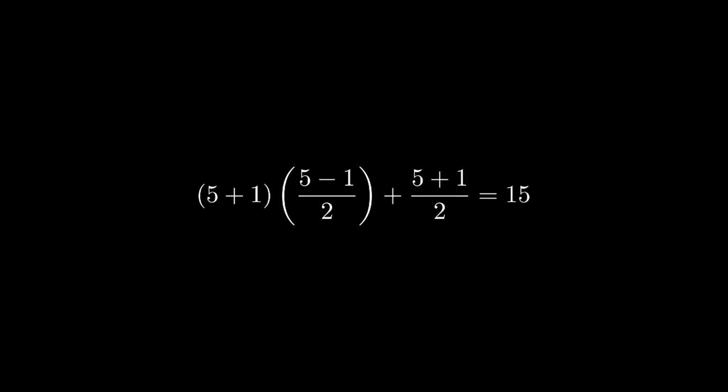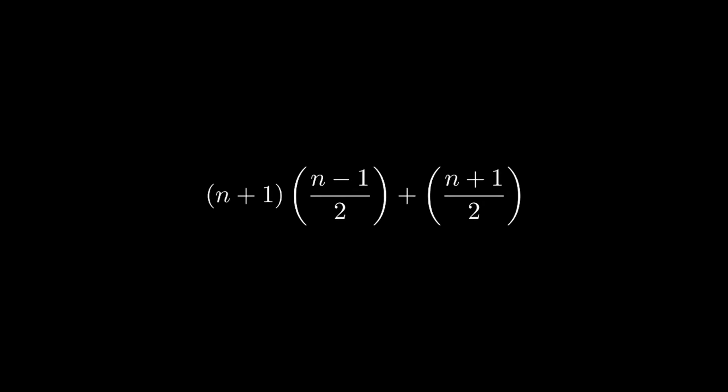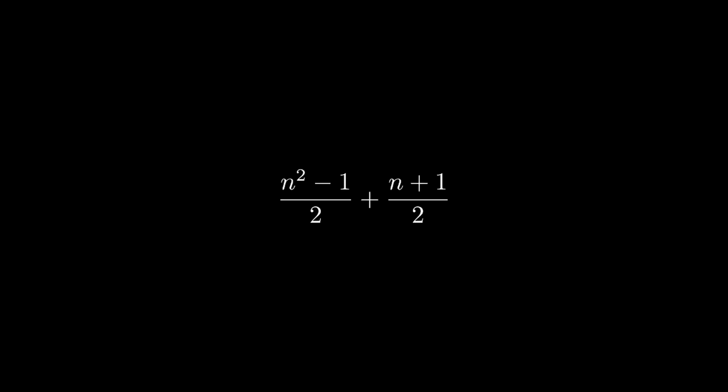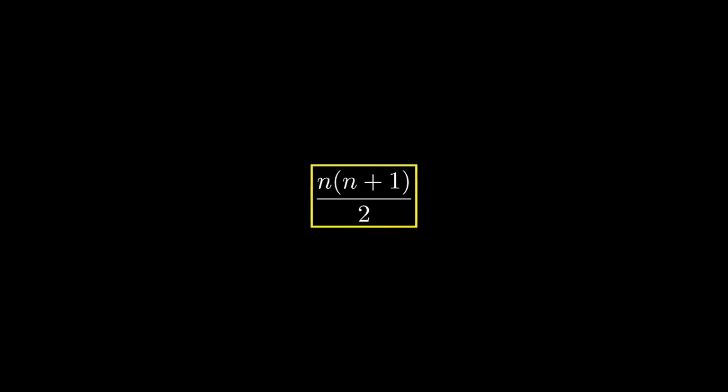Okay, so now we have the formula in terms of n. So now let's just do some simplification and we'll get the answer here. Notice that the answer that we got is precisely n times n plus 1 over 2, which is exactly what we needed. So let's look at the even case now.